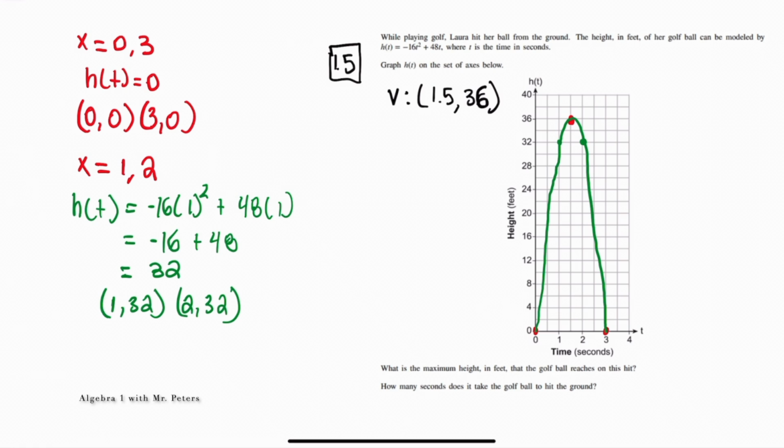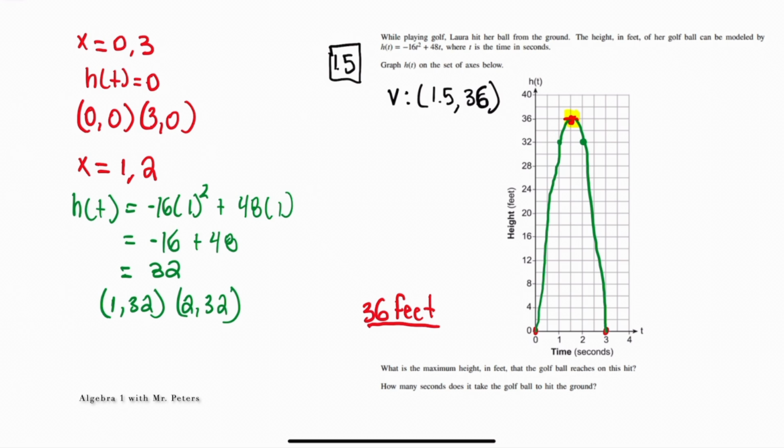Now, when we focus on the questions below, the first question says, what is the maximum height in feet that the golf ball reaches in the air? Well, that's represented by the vertex, right? And if we look at the y-axis, the measurement is feet, and we should know that the answer is 36 feet. Please make sure you include the units. They will take points off if you just put 36 by itself.